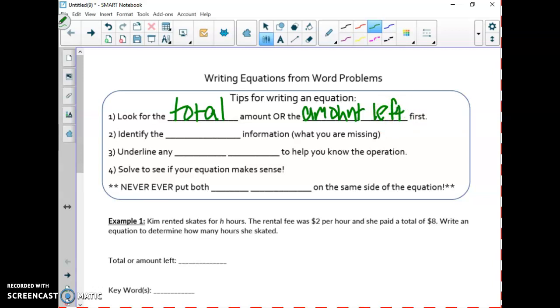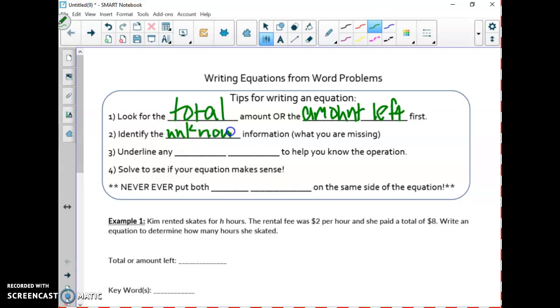So if you think back to what a one-step equation looks like, typically you have something that's going on equals another number, okay? Usually there's one number on the right-hand side of that equal sign by itself. That's going to be either your total amount or your amount left over. So that's why we want to look for that first, because then we'll at least have one side of our equation complete, okay?